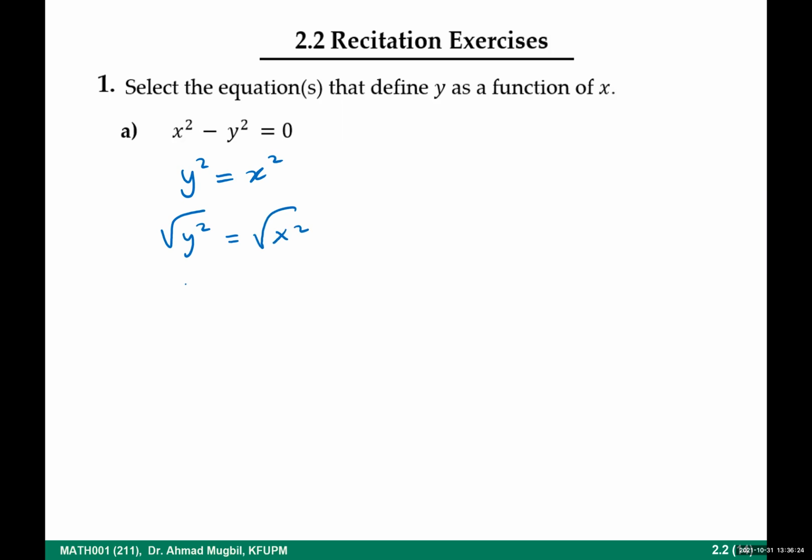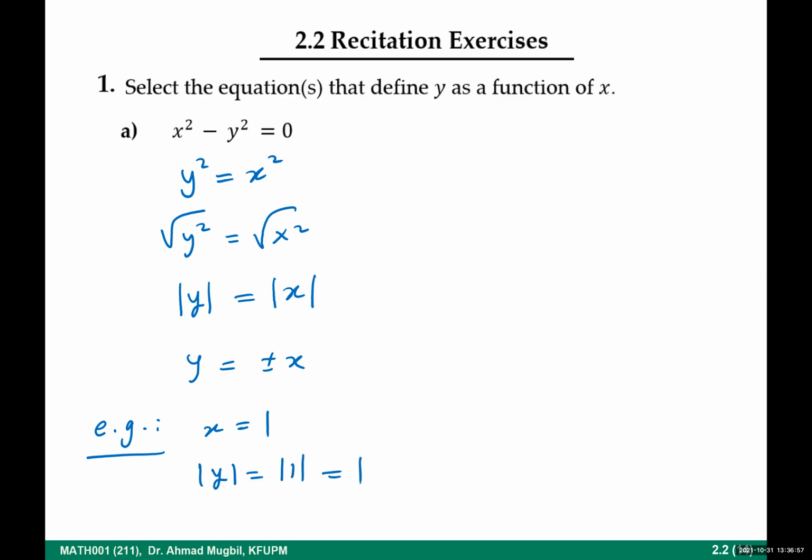Then what you will get? The absolute value of y equals the absolute value of x. You remember this from 1.8? What does that mean? Y equals positive or negative x. Or you can just stop here and start thinking. If you take, for example, x equals 1, what you will get? The absolute value of y equals what? The absolute value of 1, which is what? So the absolute value of y equals 1 means that y is what? Positive or negative 1. Okay?